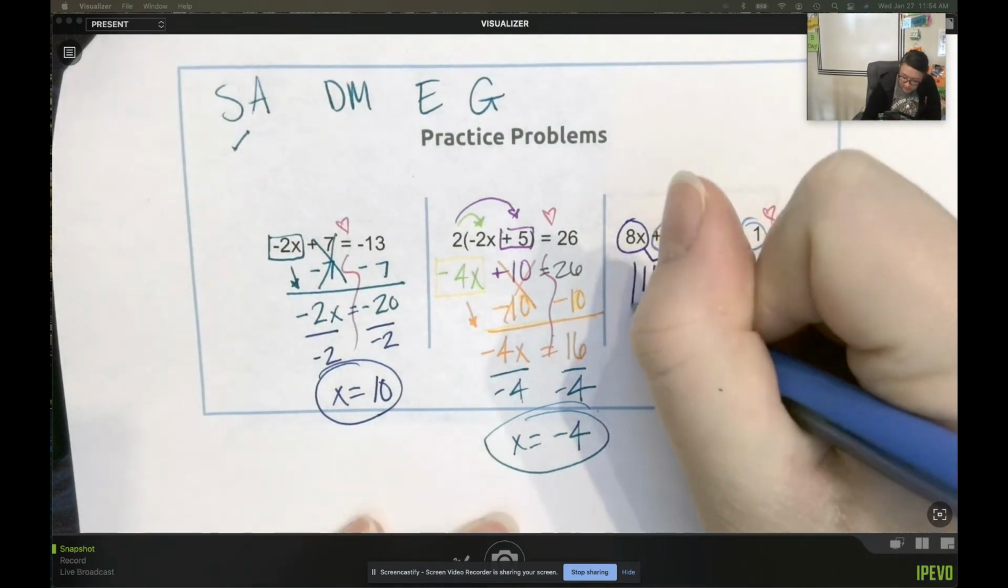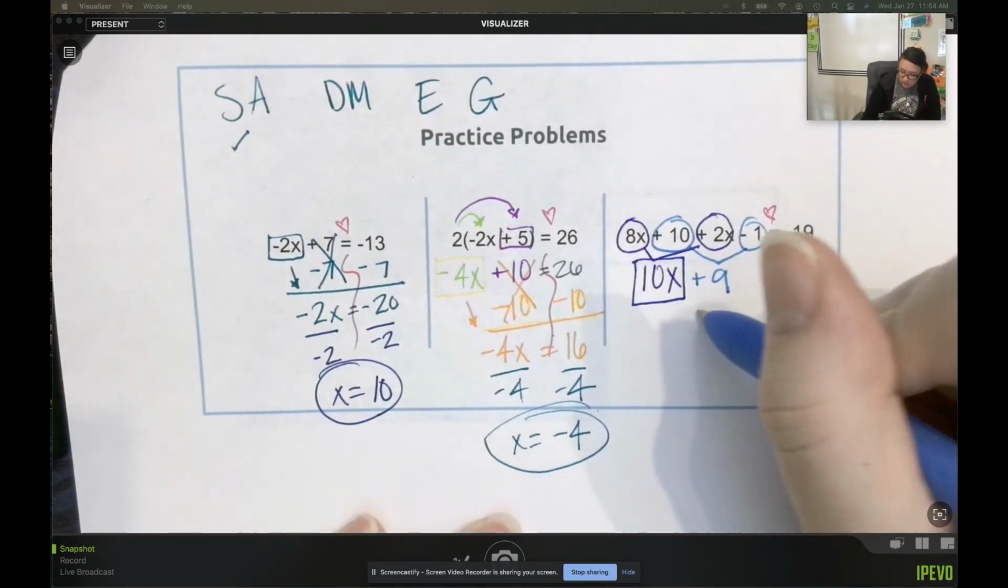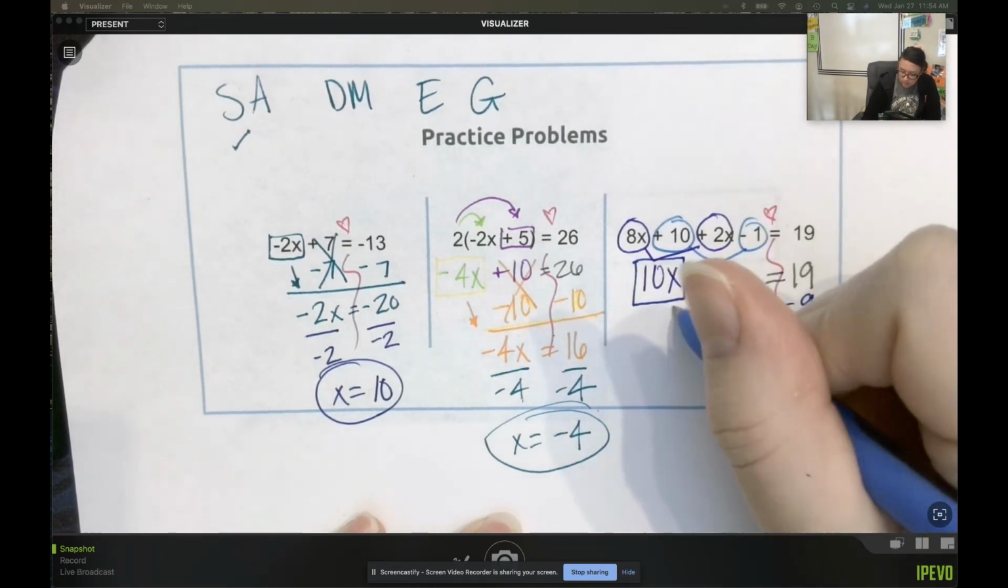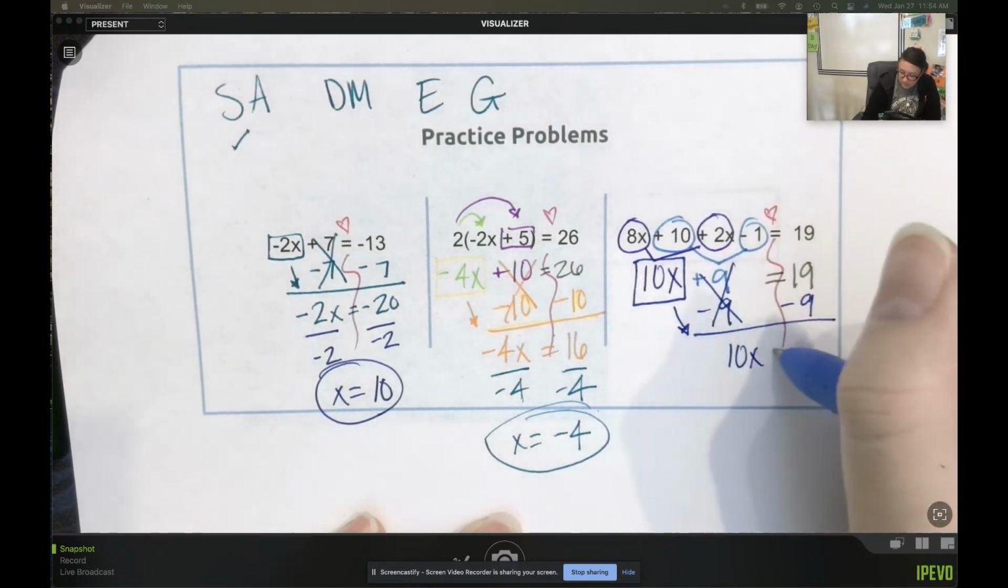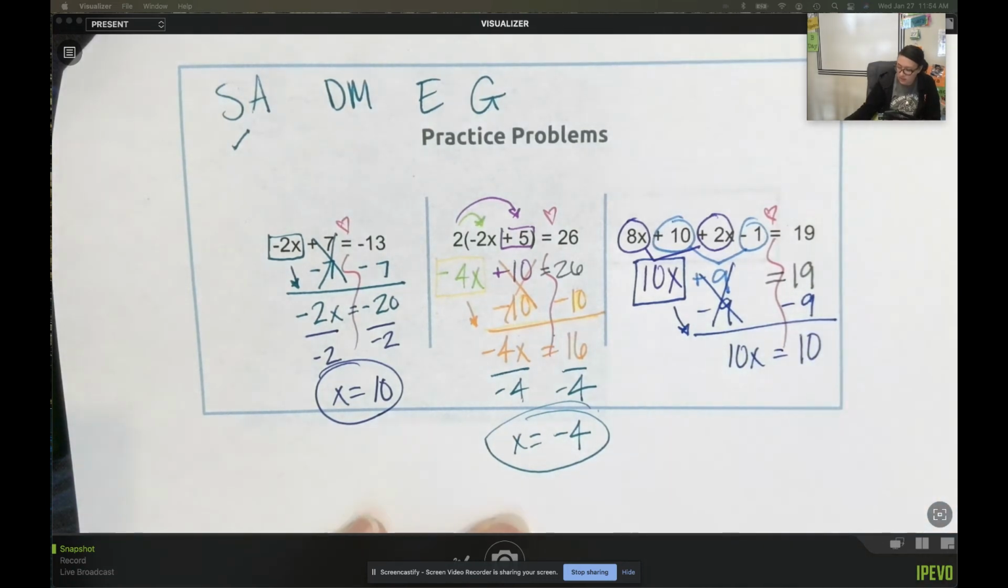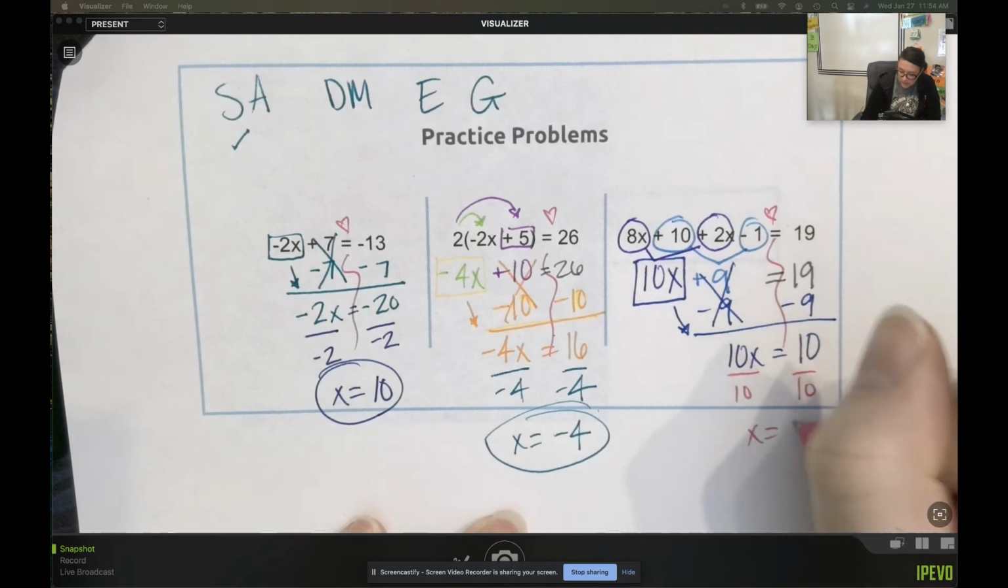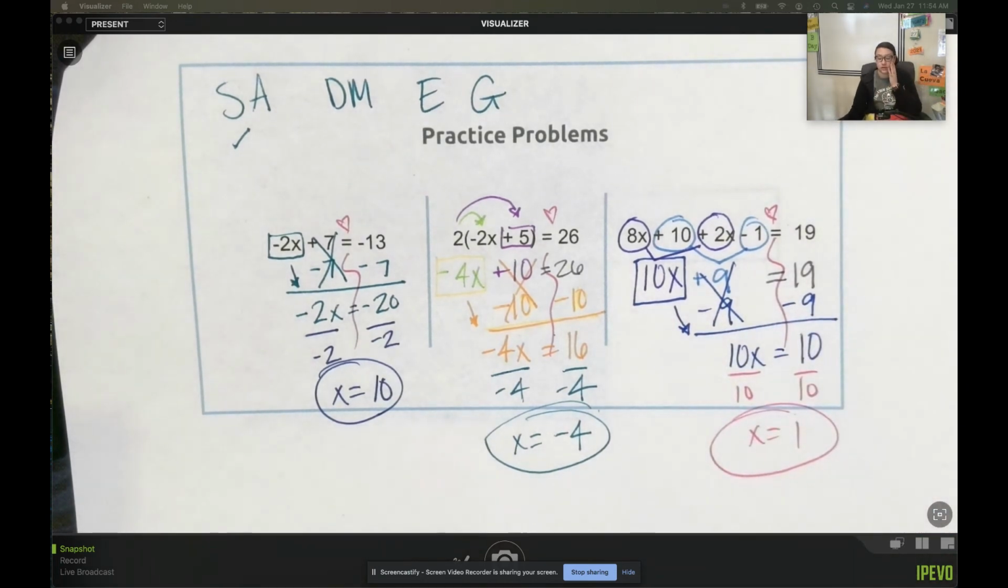Then I'm going to save my variable and my coefficient, subtract 9 from both sides, bring down my 10x, and that is equal to 10. Divide both sides by 10. I see that x is equal to 1.